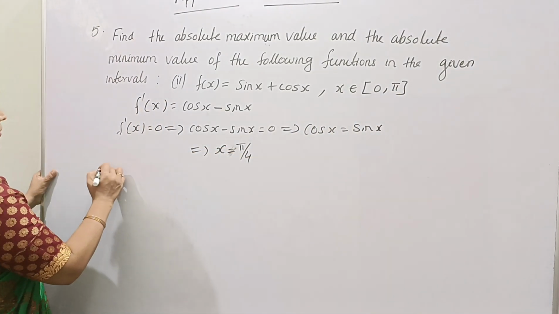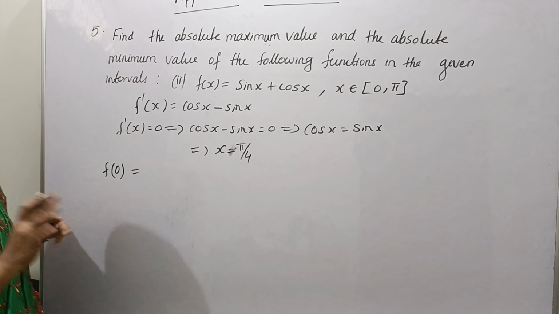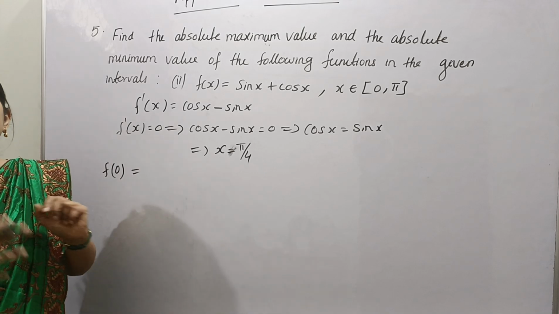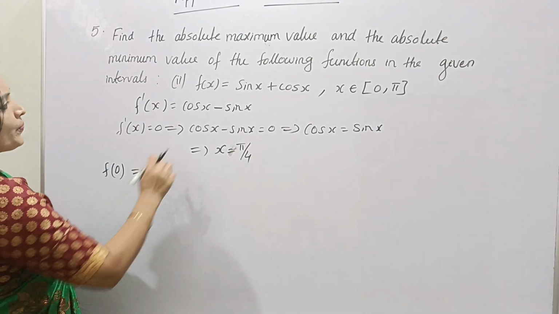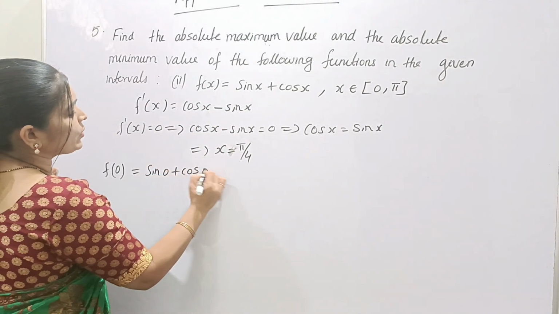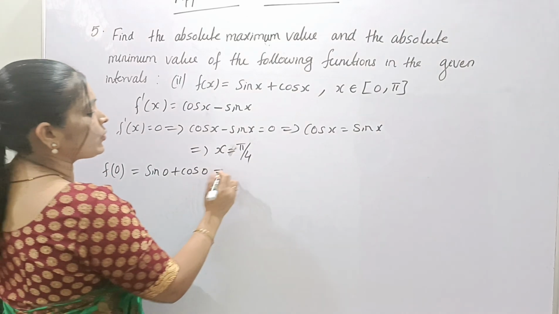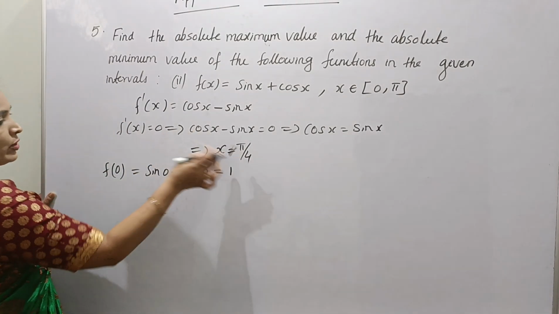So let's substitute. Find f of 0. Okay, here we have to find the absolute maximum and absolute minimum. So find f of 0. What is f of 0? That is sin 0 plus cos 0. Sin 0 is 0, cos 0 is 1. Okay, then next we will find this value.